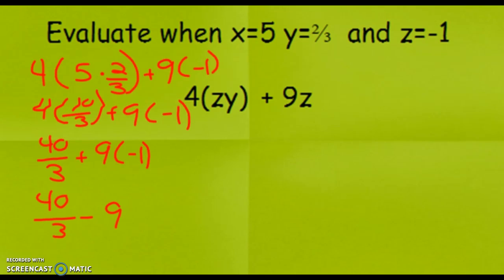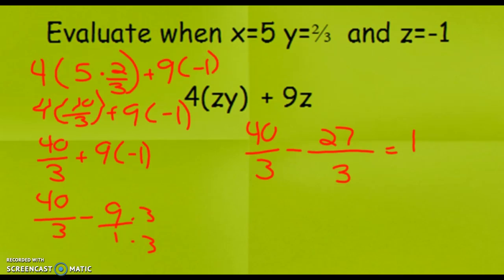Now I can subtract. In order to subtract with fractions, I need common denominators. Right now this is 1, so I'm going to multiply it by 3. So I have 40/3 minus 27/3. 40 minus 27, that is 13. So my answer is going to be 13/3, or you can simplify it and say it is 4 and 1/3, because they're both equal to each other. Okay, that's it for our order of operations questions.